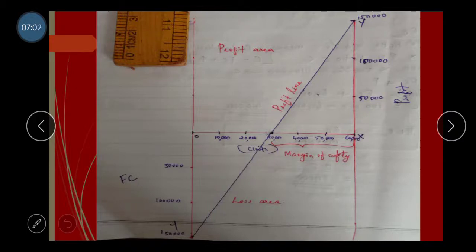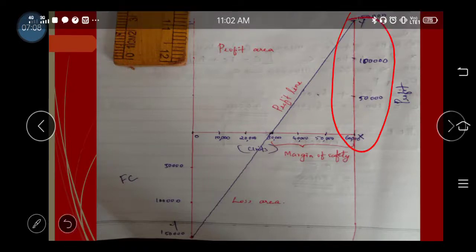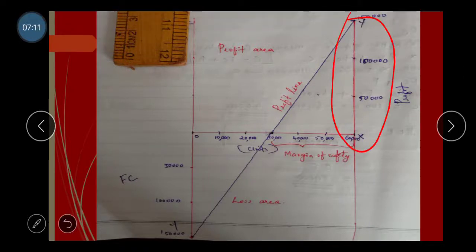Then the profit is plotted above the x-axis. Here the profit is given, plotted above the x-axis on the y-axis. This is the y-axis that you can see here. Profit is plotted on the y-axis above the x-axis. Maximum profit is 1,50,000. Up to that it is plotted: 50,000, 1 lakh and 1,50,000. 1,50,000 is your maximum profit. Your fixed cost is rupees 1,50,000.